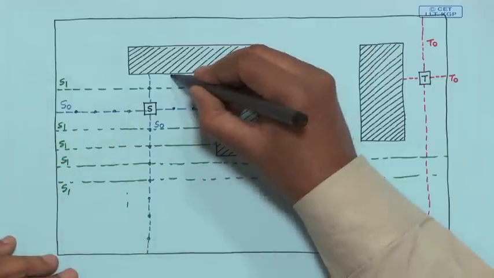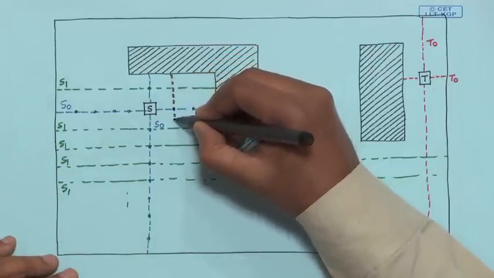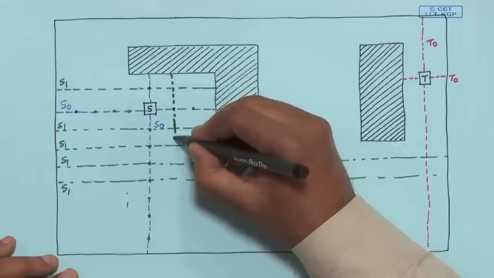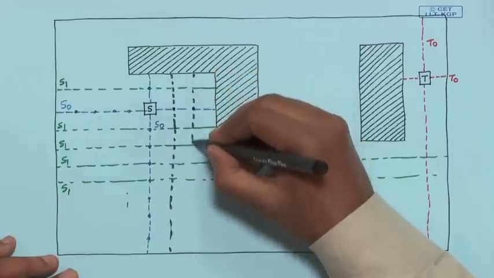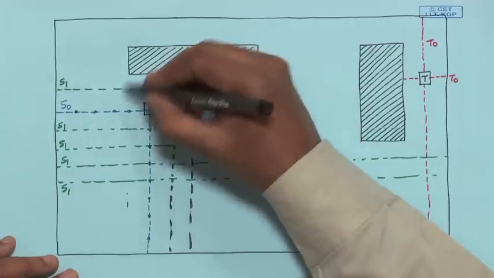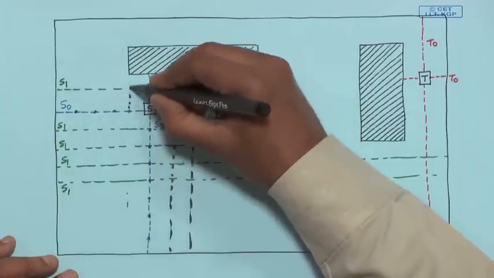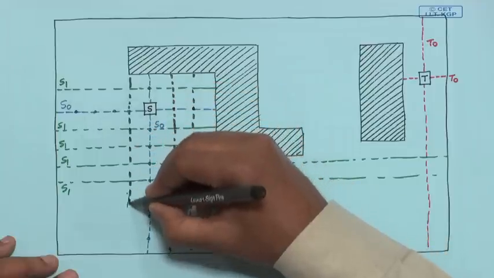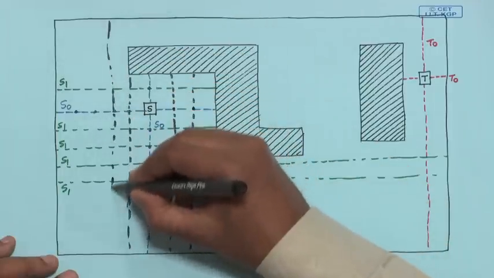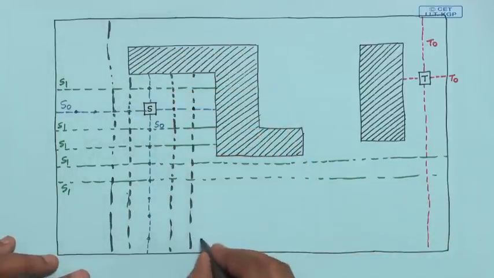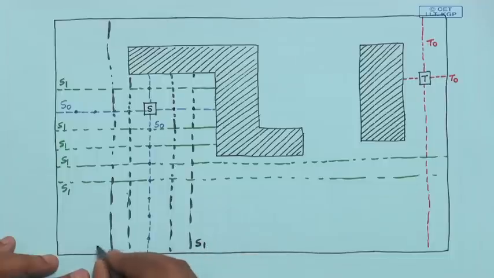Similarly, in this direction, there will be trial lines like this, like this, like this, and so on. They will all be labeled again as S1. These are all S1, right?